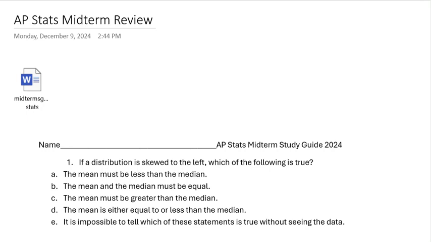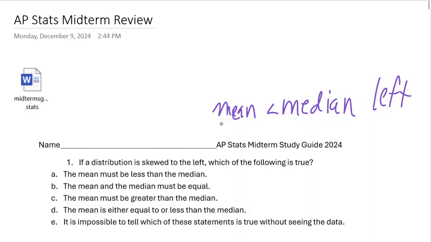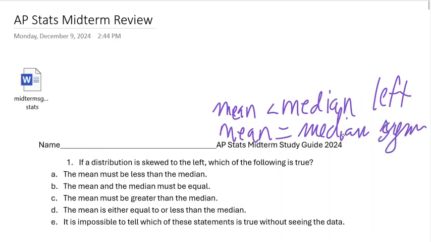Okay, so the first question is about how the shape of the distribution relates to the mean and the median. So the facts that you have to remember is if the mean is less than the median, the graph is left skewed. If the mean is equal to the median, the graph is symmetric. And if the mean is greater than the median, it's right skewed.